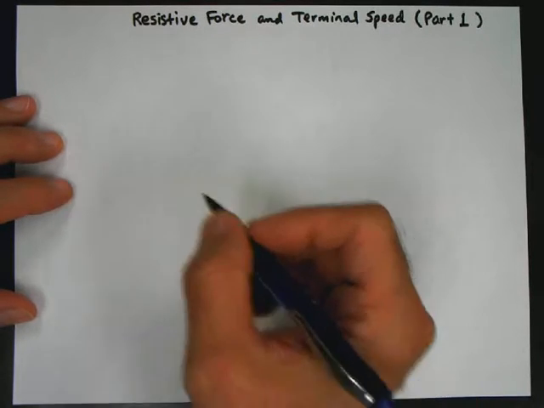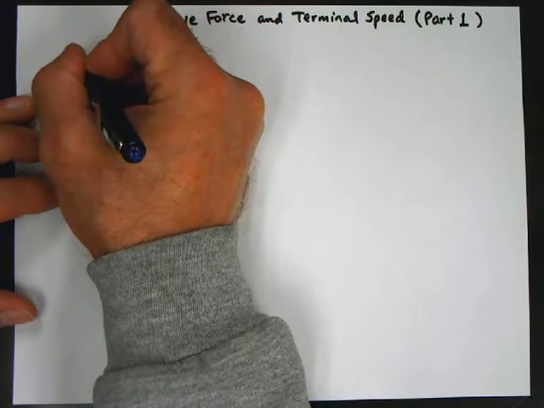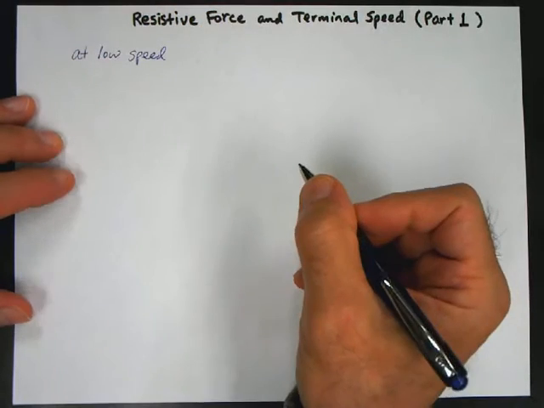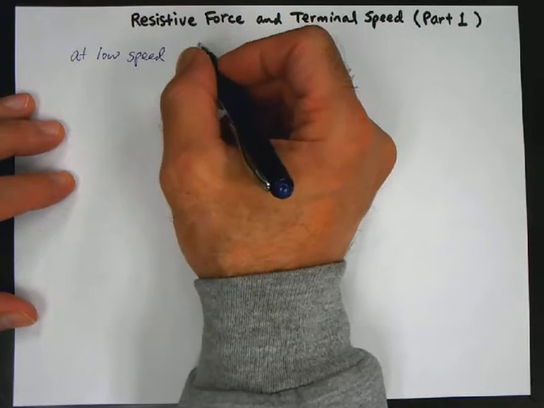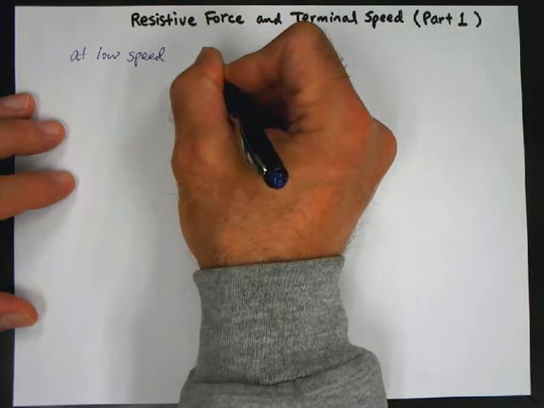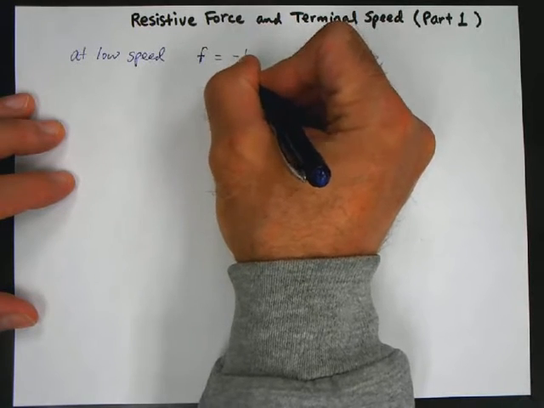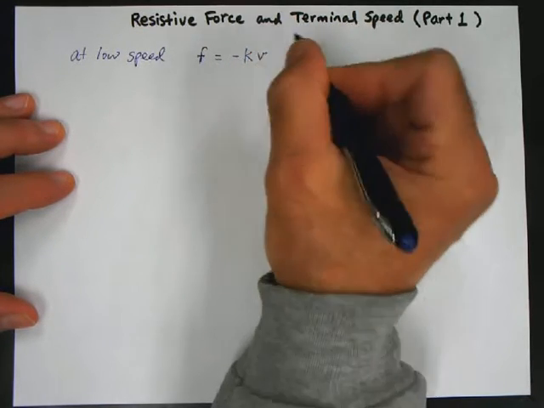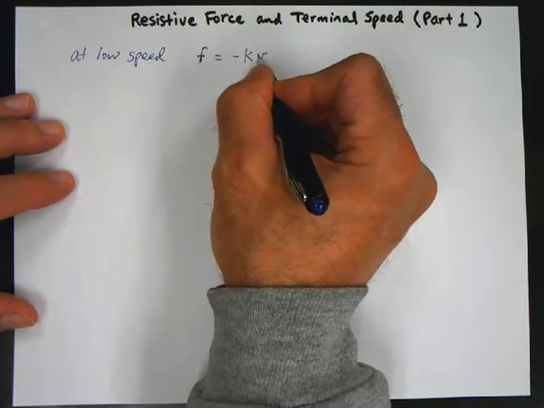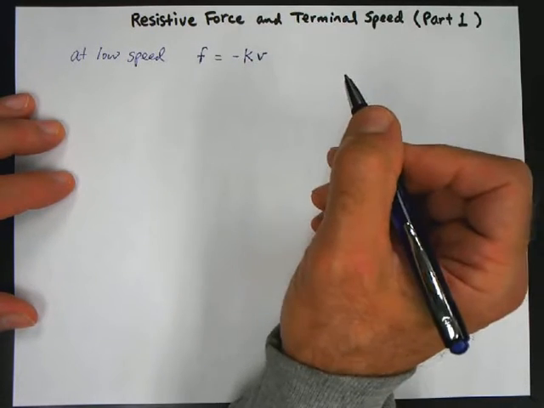Now, fluid resistance can be at low speeds. So at low speed, fluid resistance is pretty much a linear relationship. So if this is the force of the fluid, I'll just put lowercase f, we can say it's equal to negative k times v. In other words, the resistive force is proportional to the speed. And this k is some proportionality constant.